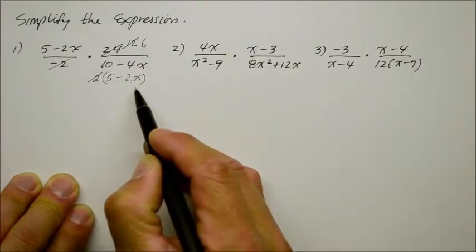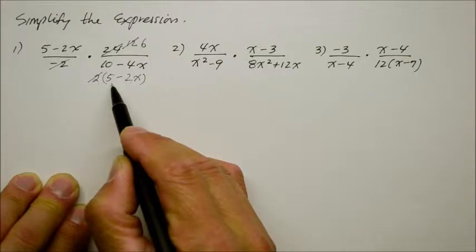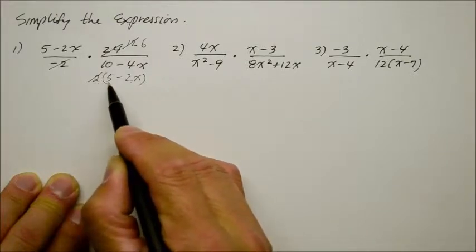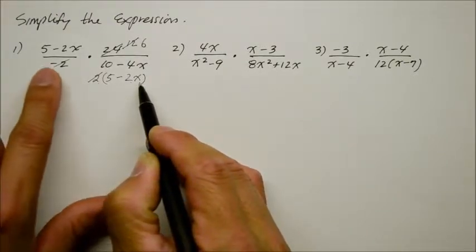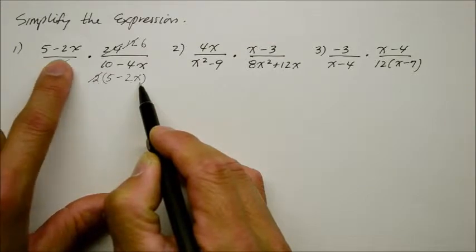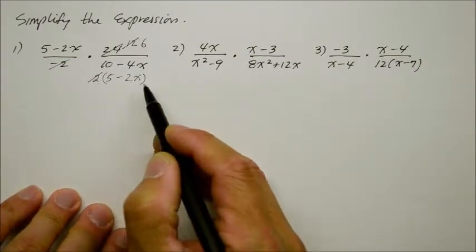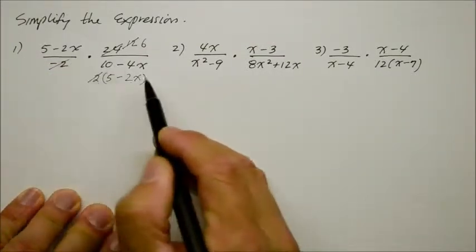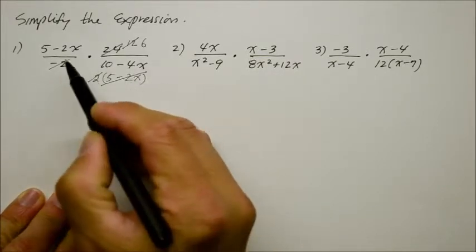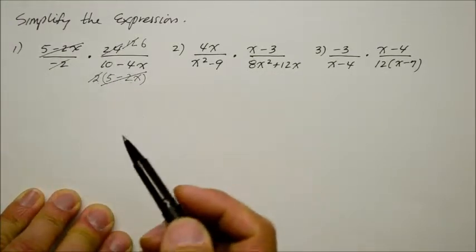Holy moly, look at this. Look what I have remaining when I factor out the 2. I end up with 5 minus 2x. And look at the numerator of this guy: 5 minus 2x. Since the entire binomial is identical, I could simplify that as well. In a sense, they cancel out.